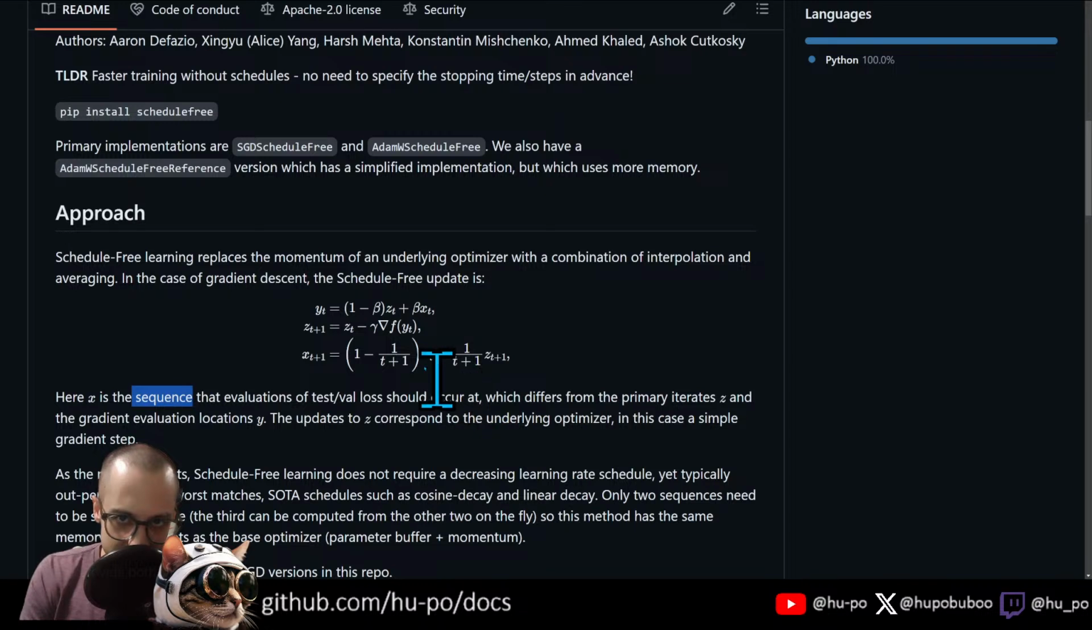In this paper, kind of confusingly, they don't use theta as the variable for the parameters, because they have different values of these. They use x, z, and y. So x is the sequence of parameter values which you use for your test and validation loss. The primary iterates z are another sequence of parameter values, and then y are the gradient evaluation locations. All of these are effectively thetas: theta y t, theta z t plus 1, theta t, theta z t, and so on. The updates to z correspond to the underlying optimizer, in this case a simple gradient step.